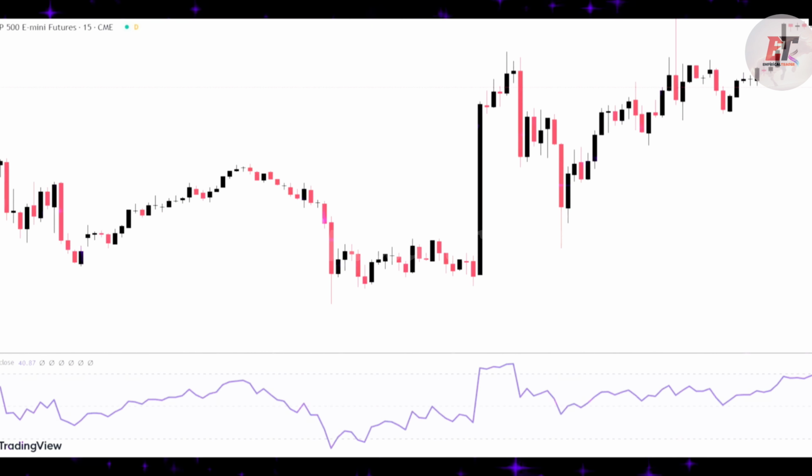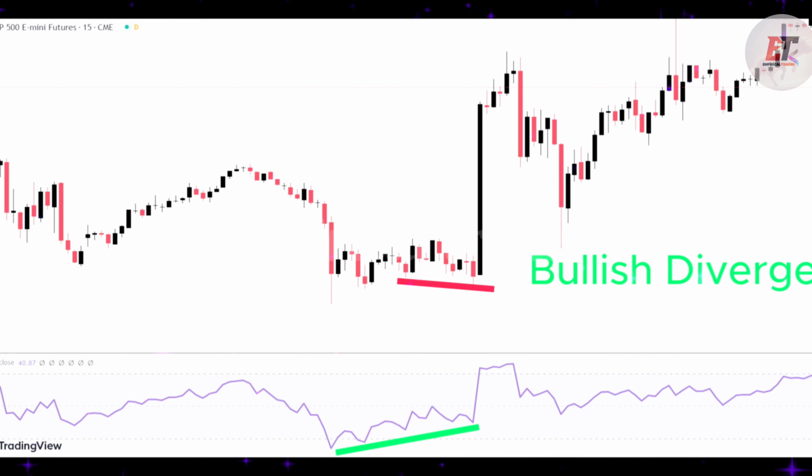Now the other way around, price is creating lower lows right here, but the indicator prints a higher low for the same period. This is called a bullish divergence, indicating that price could soon reverse to the upside, and as we can see it did.